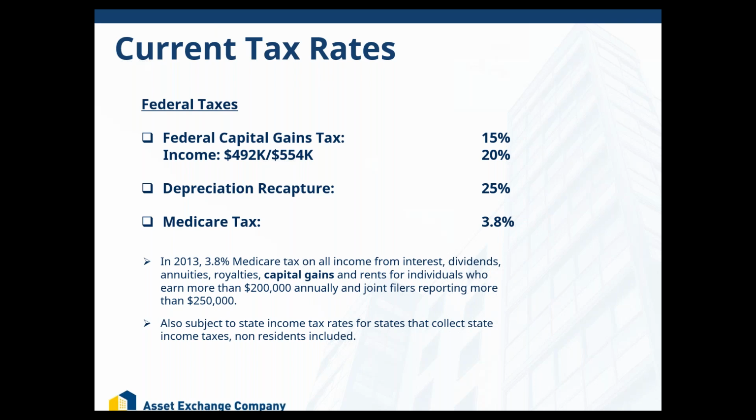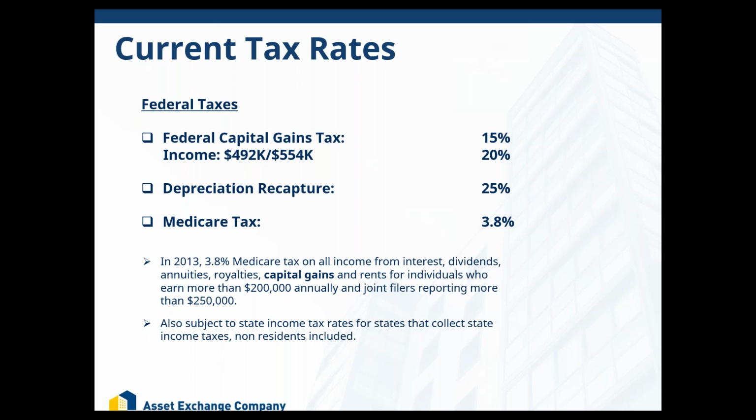Now, the 20% capital gains tax rate is applied if you're single and you have income of greater than $492,000 a year, or if you're married and you have income of greater than $554,000 a year, right? That's where you're at the 20% capital gains tax rate. Now, on top of that, you would also be subject to an additional tax. It's referred to as depreciation recapture tax, right? That's an additional 25% tax.